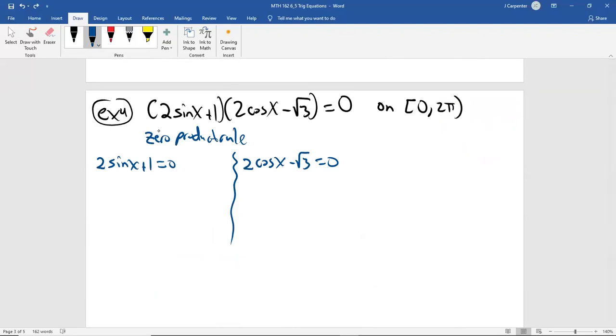All right, so let's just subtract 1 on both sides. You'll get 2 sine of x equals -1. Divide both sides by 2. You get sine of x equals -1/2. Let's go ahead and clean up this other one. Add square root of 3 to both sides. You get 2 cosine of x equals square root of 3. Divide both sides by 2, and you get that the cosine of x has to be square root of 3 over 2.